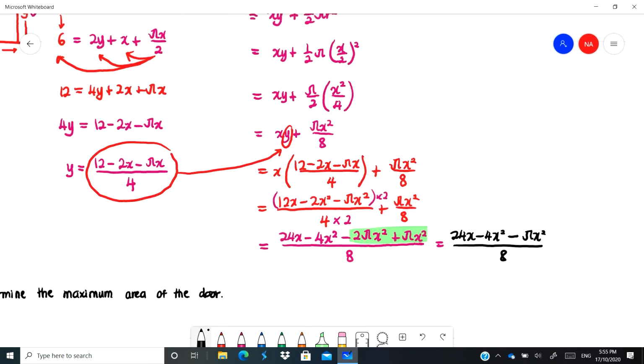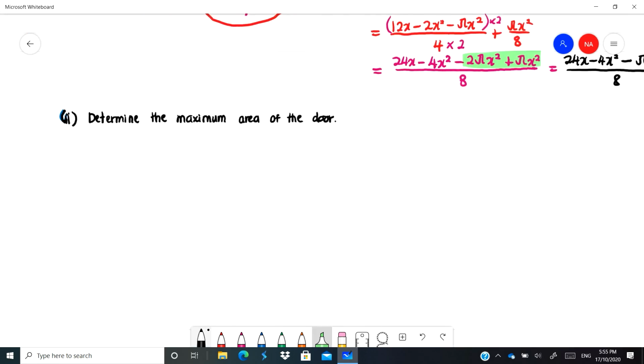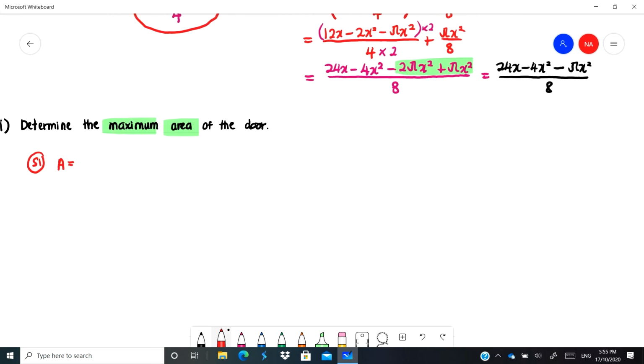Now we're going to find the next question. We are asked to determine the maximum area, so we have to maximize the area. To maximize the area, we'll have to find the dimensions that maximize it. To do that, we'll firstly write the formula. The formula of A, which is given by the first question, is 24x minus 4 of x squared minus pi of x squared, everything over 8.